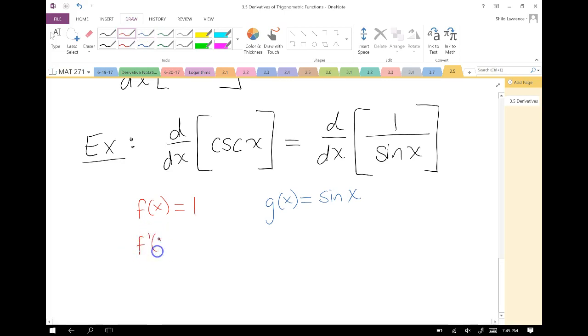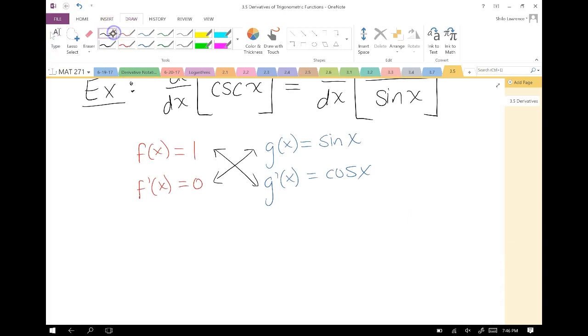F prime is 0, because f is a constant. Derivative of a constant is 0. And then g prime, since g is sine, g prime is cosine. And then we're going to crisscross and set back up our quotient rule.